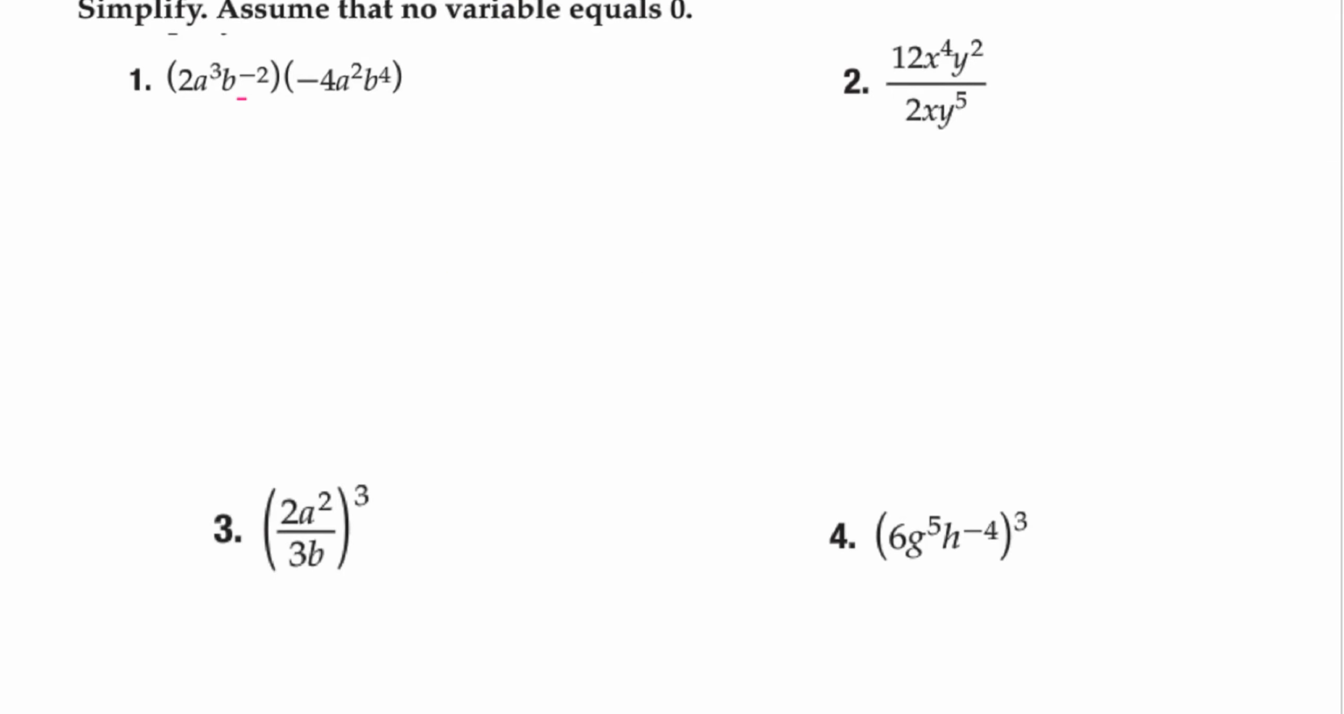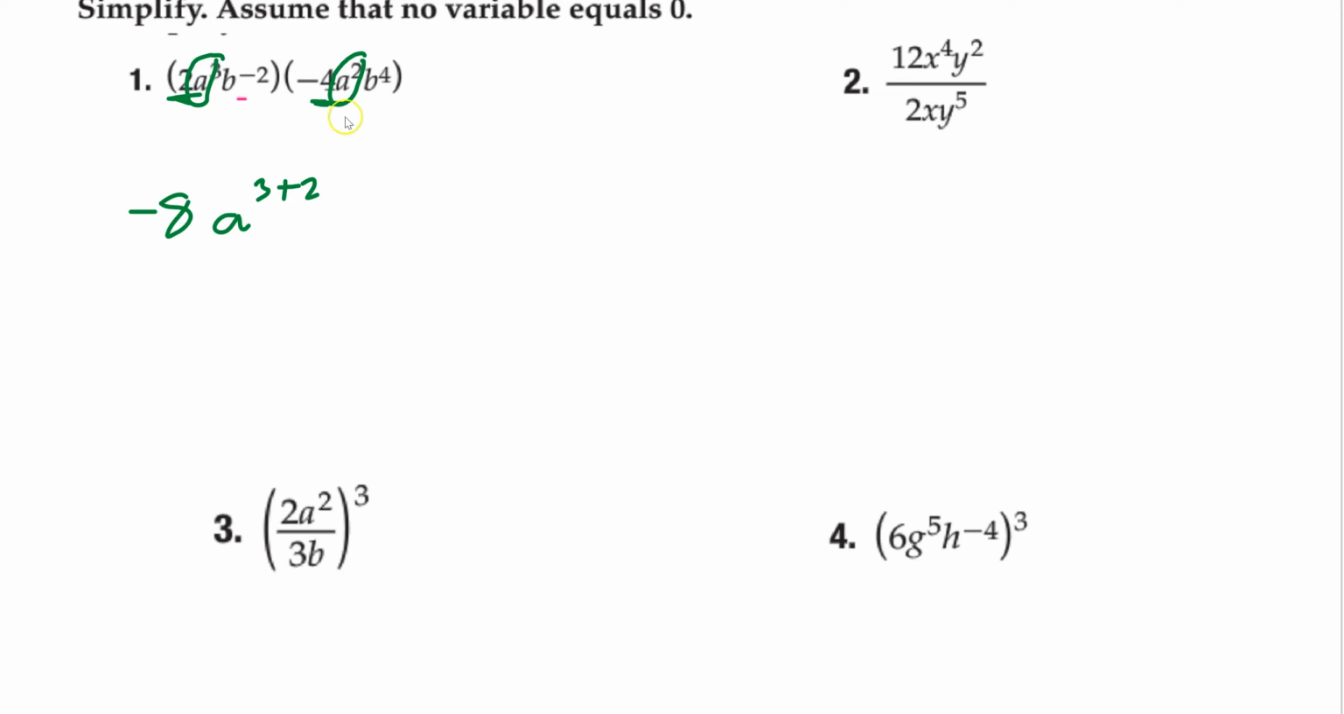Okay, let's do some examples. So this first one, notice we're just multiplying. There's no plus or minus. We're just going to multiply like terms. So I get negative 8. A's. Now you just kind of count how many A's you have. I have 5 A's. So it's a cubed times a squared if you want to think about it the long way.